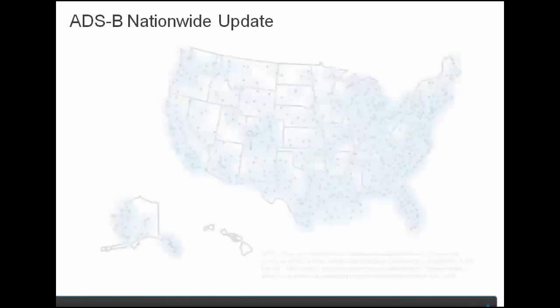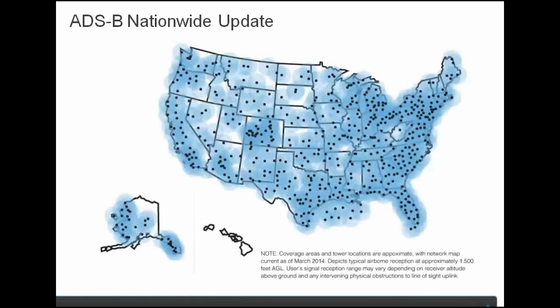ADS-B nationwide. A lot of people think the FAA may extend their date on this, and the reality is this is the slide that they can say we're probably not going to extend, because the national network is already up and has been up since March of 2014. So the FAA did well. They built that system and they kept with their promise in getting it up on time. So for aircraft all over the United States, they have coverage.